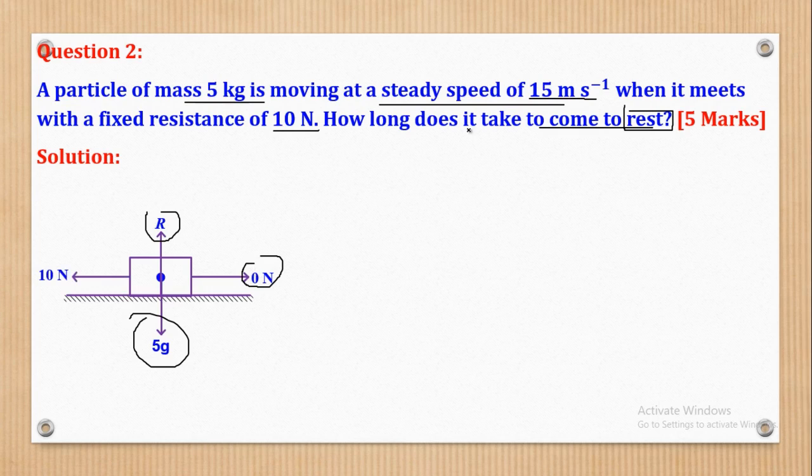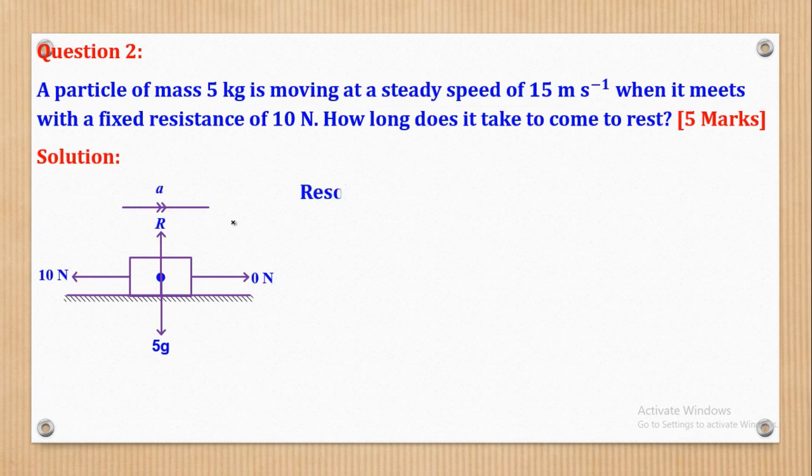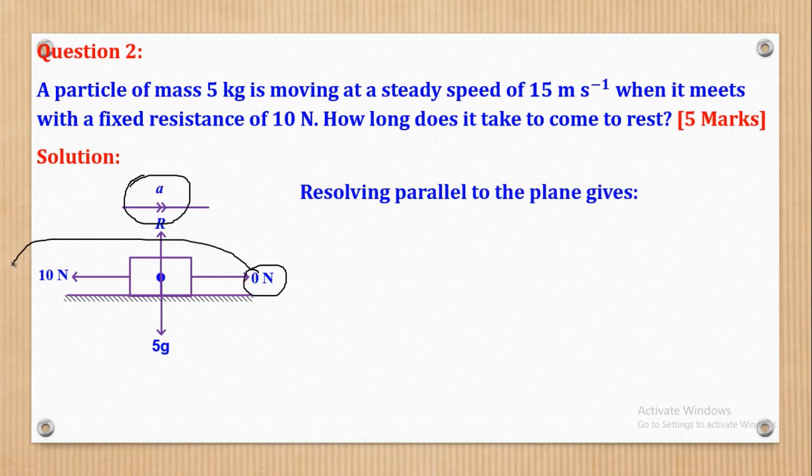Then for the opposing force, they told us that there is a resistance of 10, so this force must be opposing the motion, so it has to be in the opposite direction. And the acceleration is to the right. With that, we can now resolve parallel to the plane. When I resolve parallel to the plane, I realize the resultant force must be in the direction of motion, therefore it will be 0 minus 10. That will be your resultant force equal to ma.